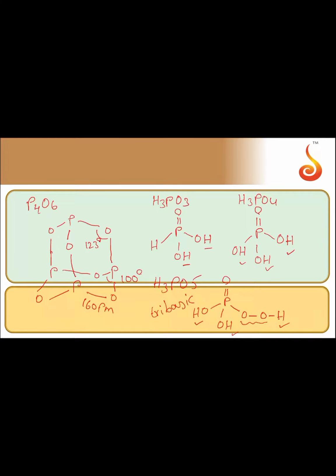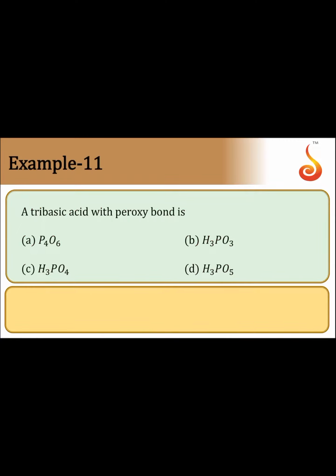And the name of this compound is peroxomonophosphoric acid. Basicity is 3. So for the given question, a tribasic acid with a peroxy bond is H3PO5.